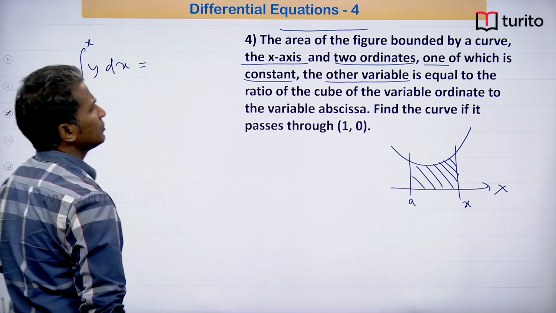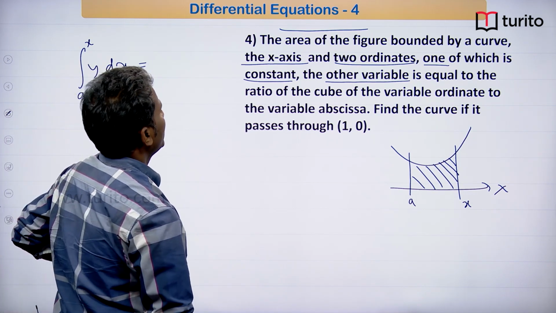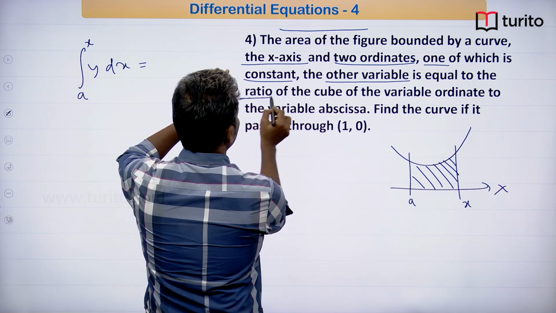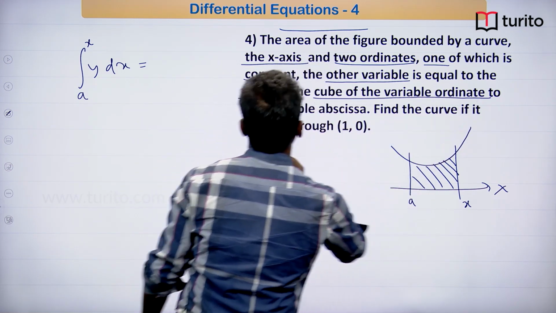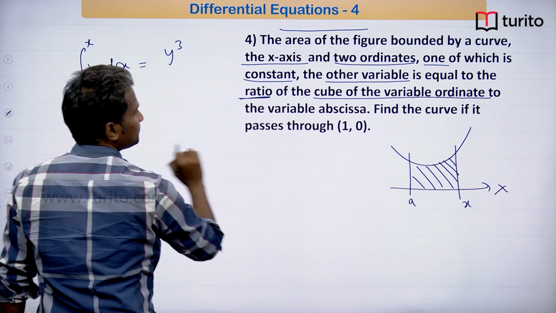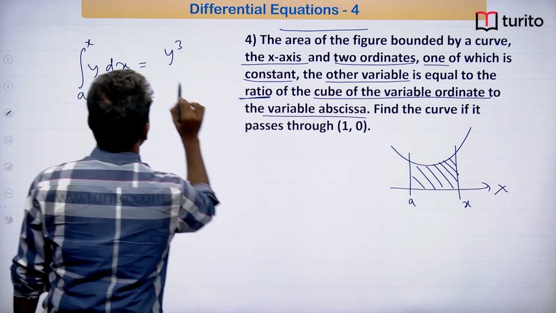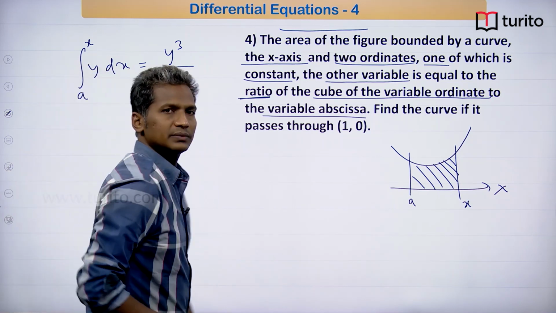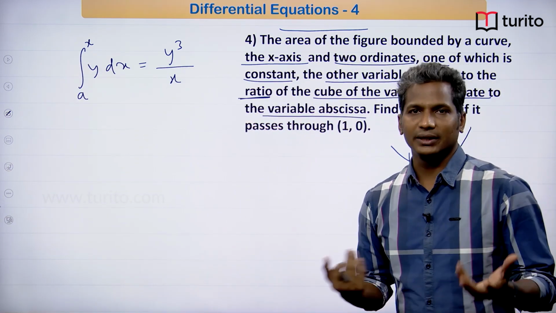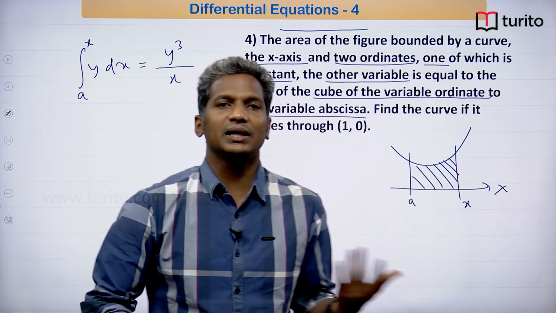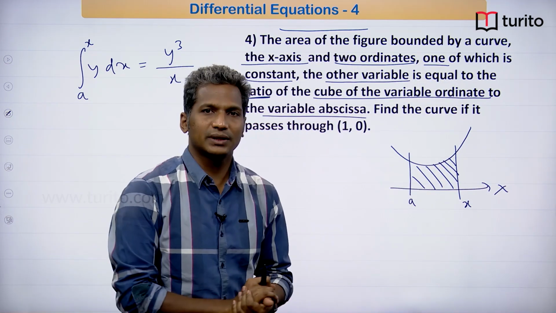This must be equal to what is given? It is equal to the ratio, of course we have to find the ratio of the cube of the variable ordinate, that means y cube, and what else? Variable abscissa, that means by x, okay. So basically we have done the mathematical modeling. Now our idea is to integrate this, right?